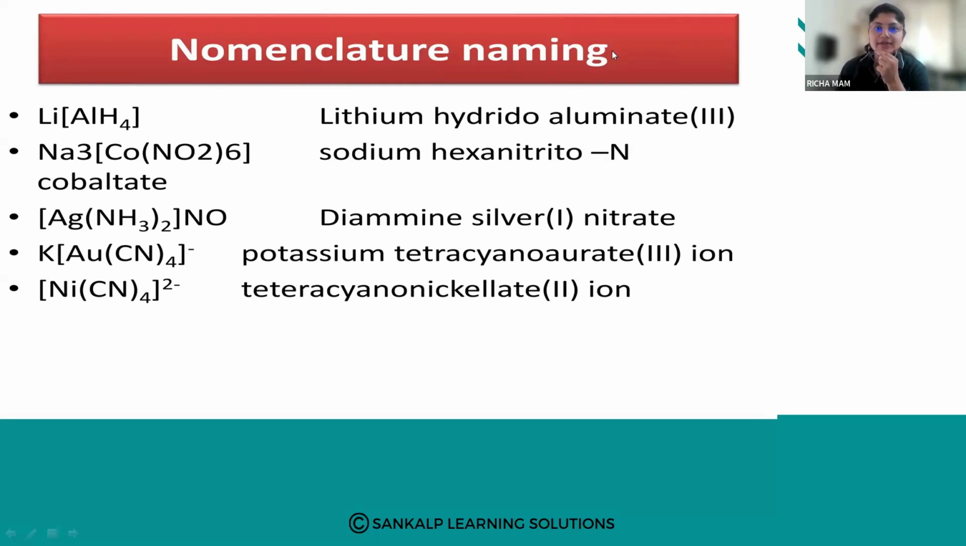So in the last class, we were discussing IUPAC nomenclature, right? Did you understand everything? Did you practice? Did you go through the rules, how to name the different cationic complexes, anionic complexes, and when you have both cation and anion in the complex? Did you go through all the rules and how to name the compounds?